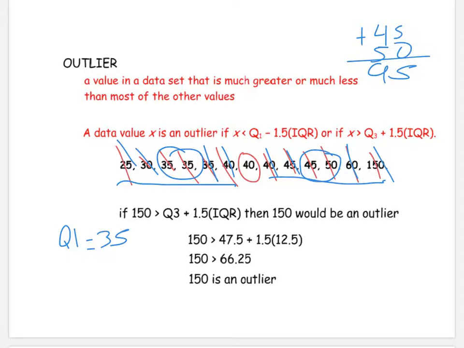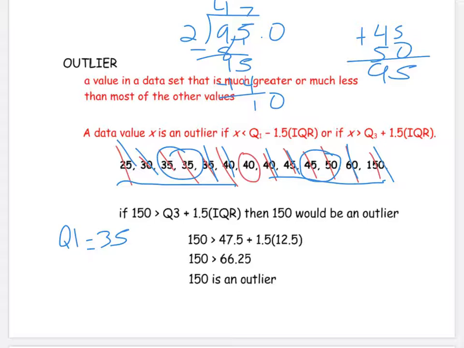Then I have to divide by 2 because I added two numbers together. So I'd have to take 95 and divide it by 2. 2 goes into 9 4 times, because 2 times 4 is 8. I subtract and I get 1. I bring down the 5. 2 goes into 15 7 times, because 2 times 7 is 14. I subtract and I get 1. I have to then add a decimal and a 0 because I'm not done. And then it goes into 10 5 times because 2 times 5 is 10. There's nothing left. So my Q3 would be 47 and a half.